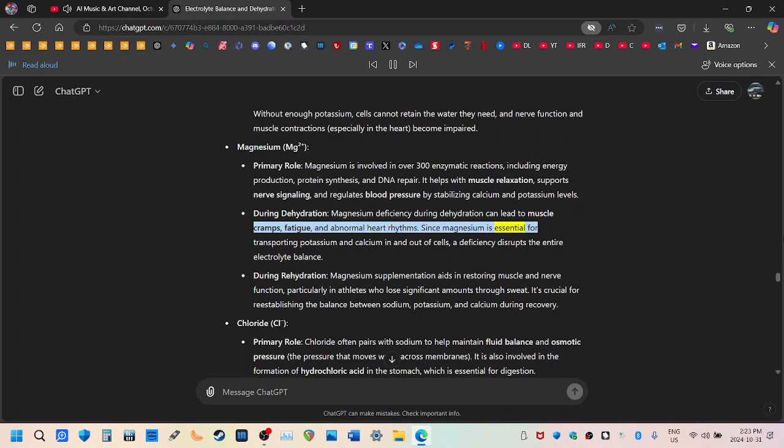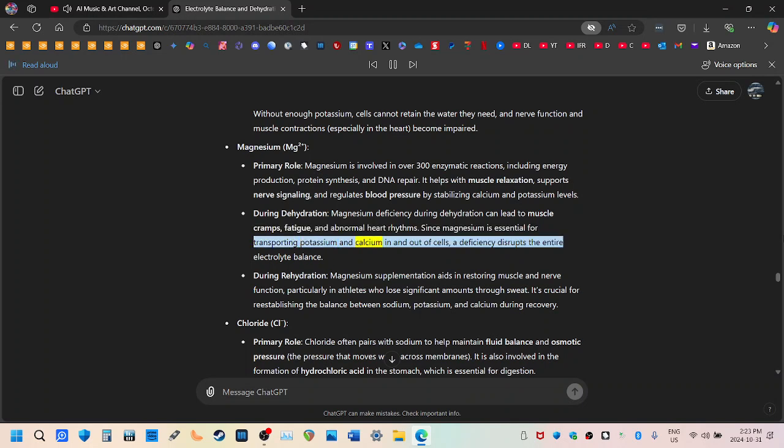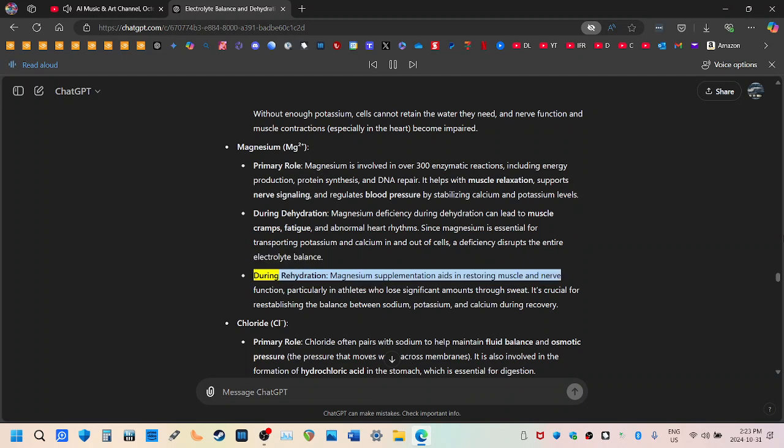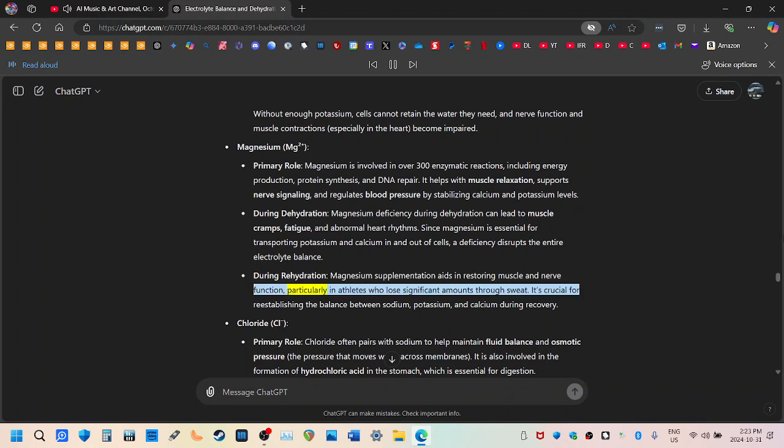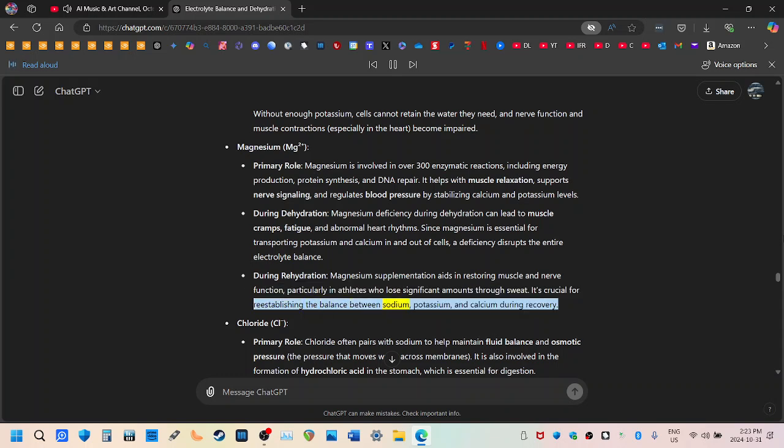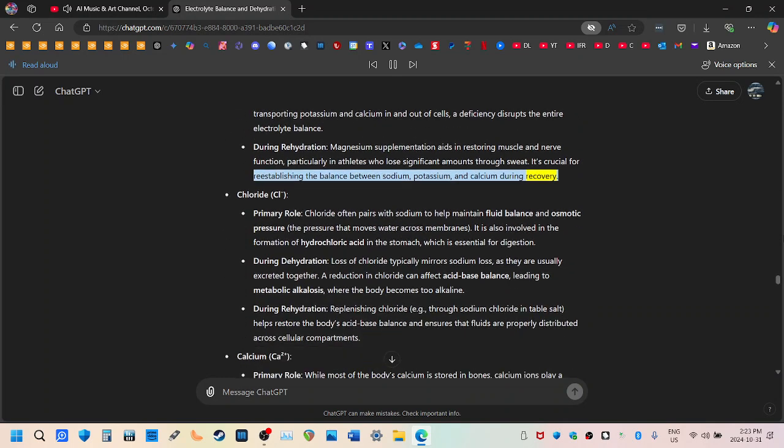Since magnesium is essential for transporting potassium and calcium in and out of cells, a deficiency disrupts the entire electrolyte balance. During rehydration, magnesium supplementation aids in restoring muscle and nerve function, particularly in athletes who lose significant amounts through sweat. It's crucial for re-establishing the balance between sodium, potassium, and calcium during recovery.